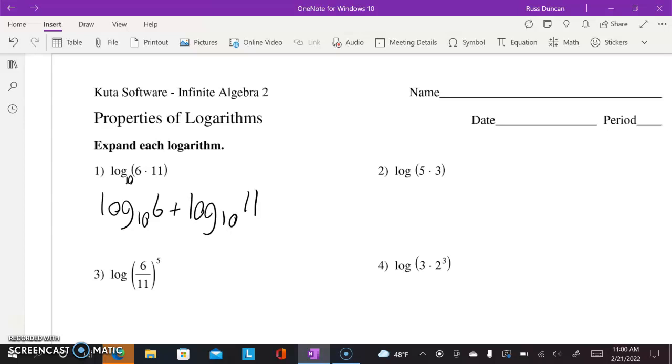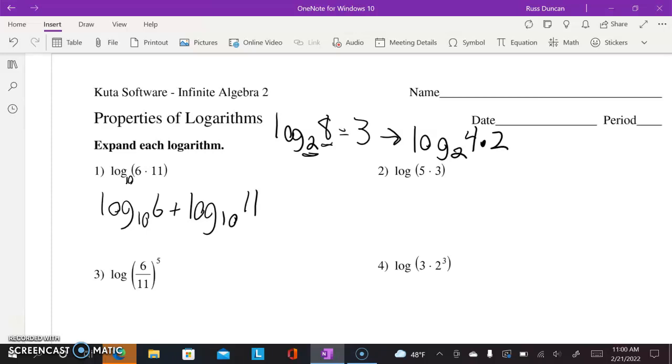Now, if you're one of those people, you're like, Mr. Duncan, why is that? Here is a super quick proof for this. Let's suppose that I had log base 2 of 8. What that's actually saying, remember, is 2 to what power gives me 8? Well, the answer would be 3. 2 to the third power gives me 8. Okay? Well, you could write this as log base 2 of 4 times 2, correct? 4 times 2 is 8. Hopefully you're comfortable with that.